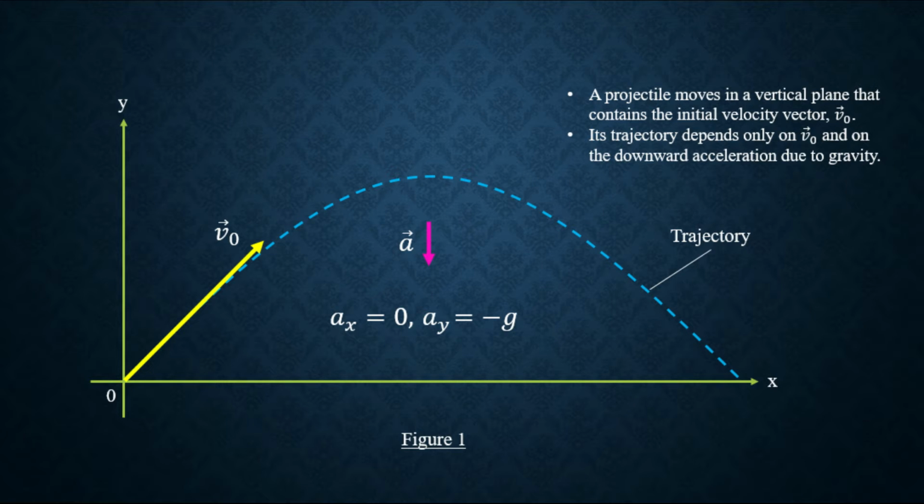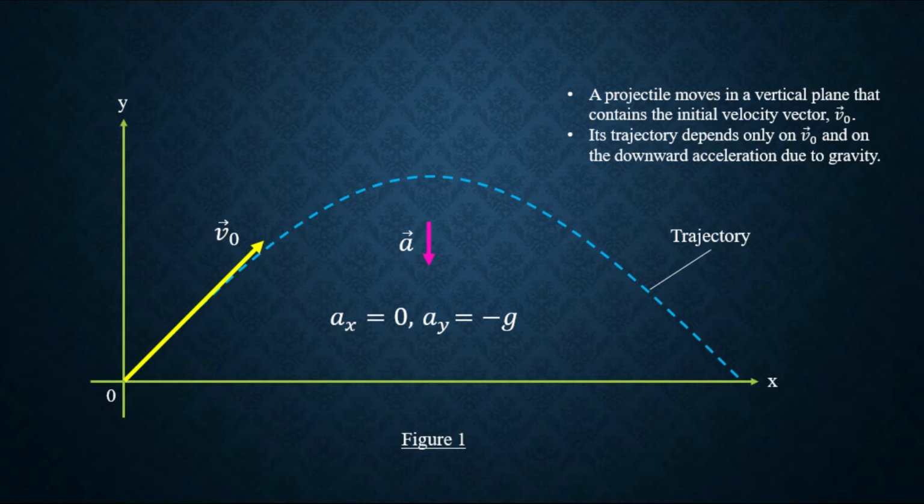Projectile motion is always confined to a vertical plane, determined by the direction of the initial velocity. Look at figure 1. This is because the acceleration due to gravity is purely vertical, or we can say that gravity cannot accelerate the projectile sideways. Thus, projectile motion is two-dimensional.